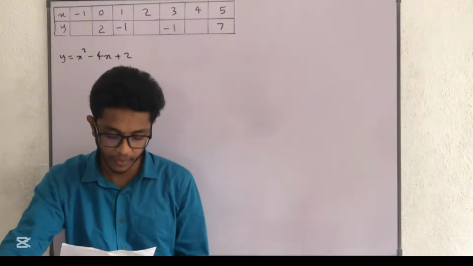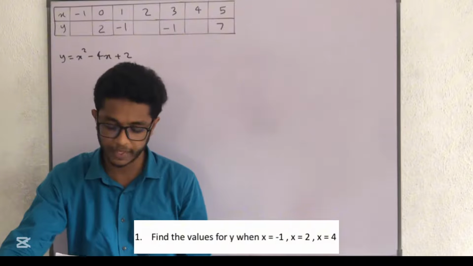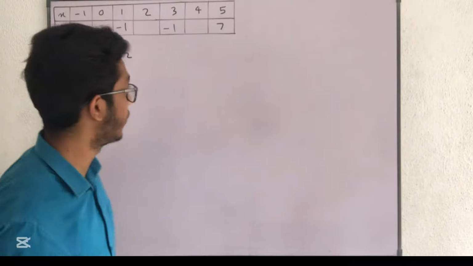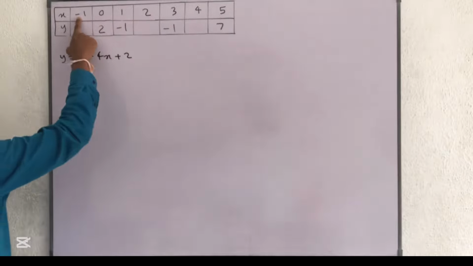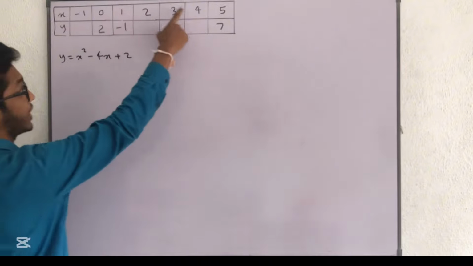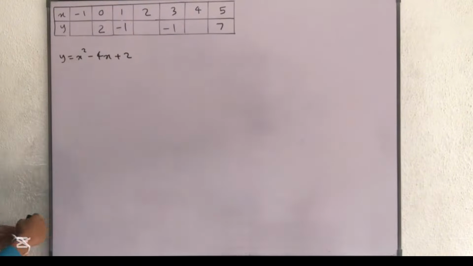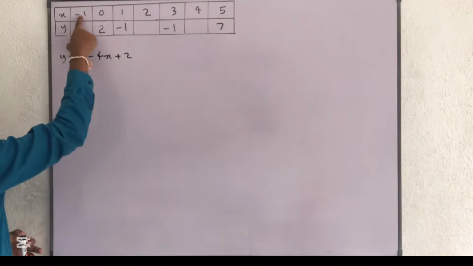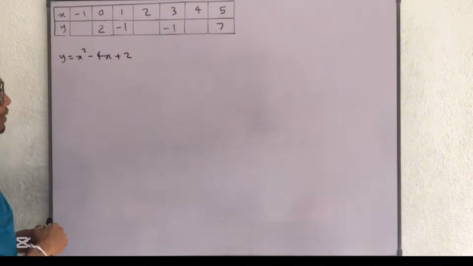Then the first question: find the values of y when x equals minus 1, x equals 2 and x equals 4. So for these x values, minus 1, 2 and 4, we need to get the y value. How can we get that answer? We need to substitute that x value in all these x positions in this function.